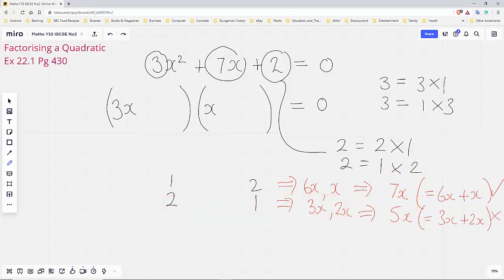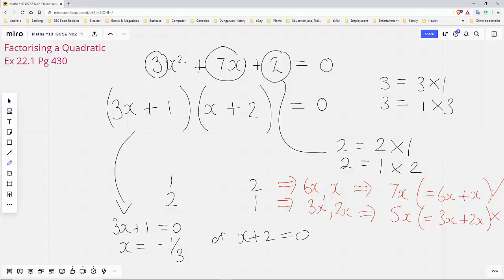So our solution is going to be 3x plus 1 and x plus 2 in the brackets to give us the overall result of 0. So we take this down here and we're going to get 3x plus 1 could equal 0 to get the overall 0, in which case x is going to be minus 1 over 3. I've taken away 1 from both sides and then divided both sides by 3. Or x plus 2 equals 0, and therefore x is equal to minus 2. So our two results are x is minus 1/3 or x is minus 2.